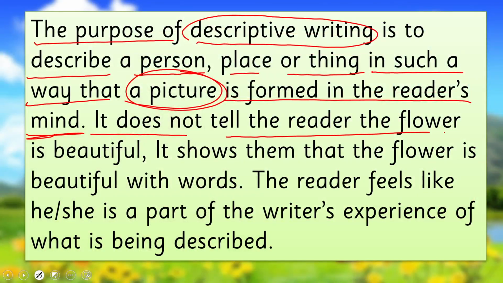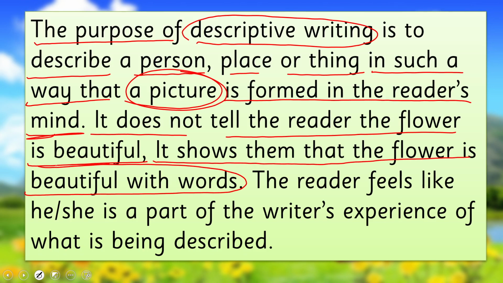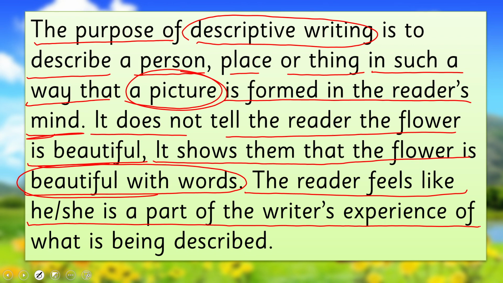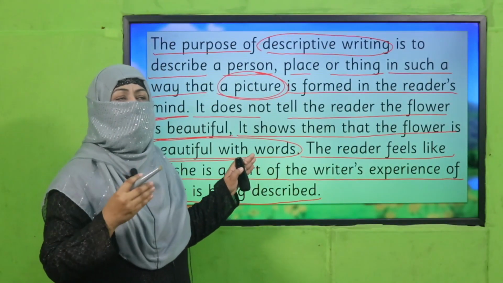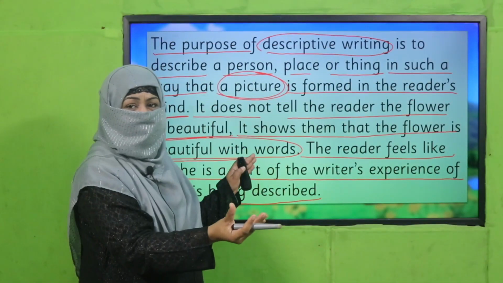It does not just say the flower is beautiful. Rather, it shows them that the flower is beautiful with words. Okay, the reader feels like he or she is a part of the writer's experience of what is being described. You see, the writer is explaining about the flower in a way that you start looking at that flower, it appears in front of you.